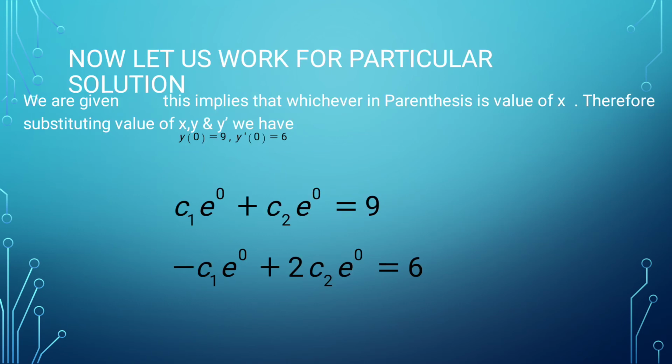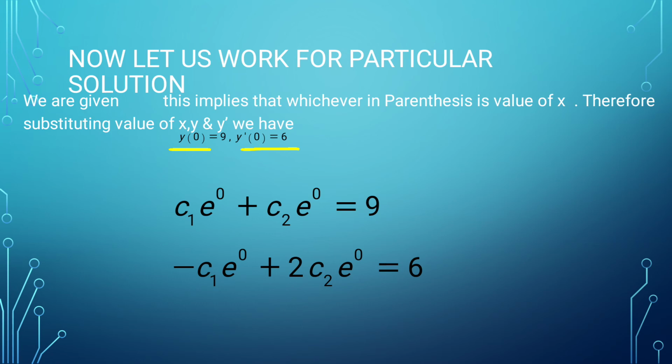Now let's see how we get a particular solution. Now let us work for the particular solution. Remember, we have been given initial conditions, and the initial condition is that one is there and the other one is here. This implies that whatever is in the parentheses is the value of x. So in the two cases here, in the derivative, x is 0, and in the general value, x is 0. So therefore, substituting respectively the values of x and y.